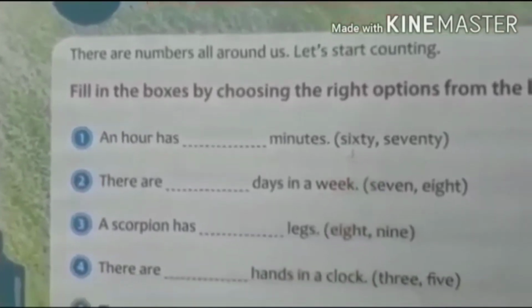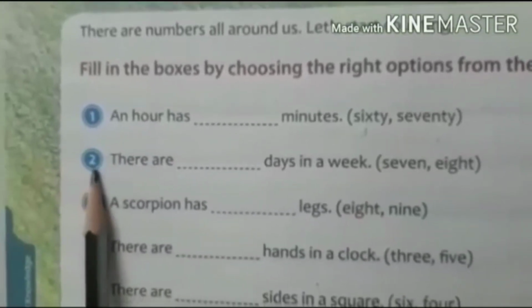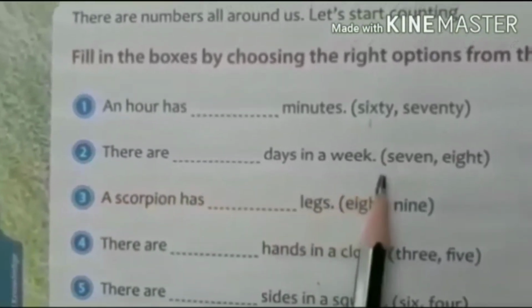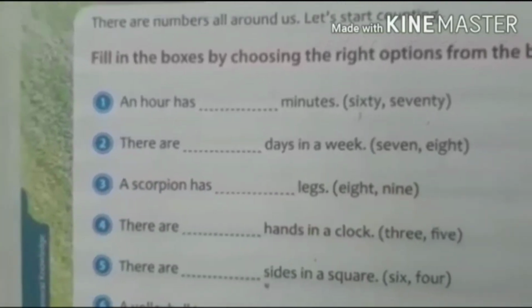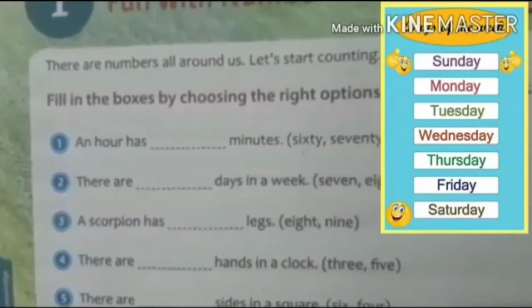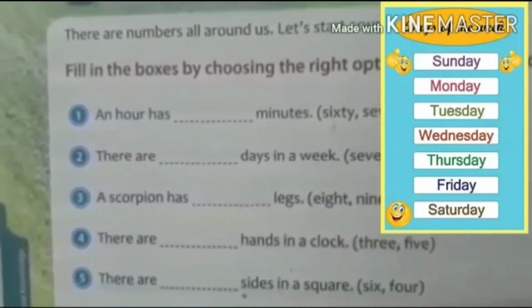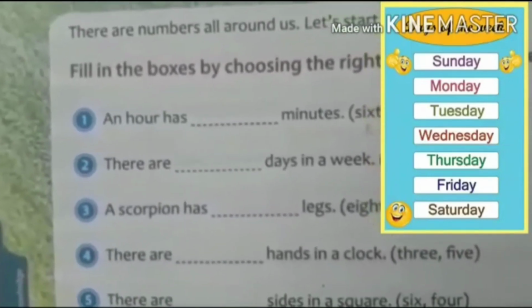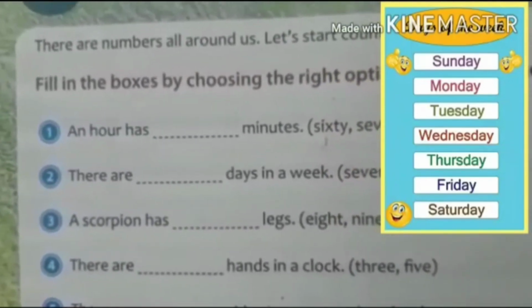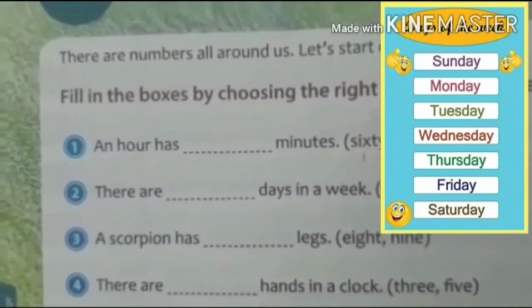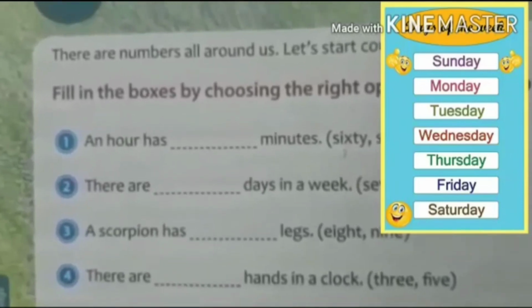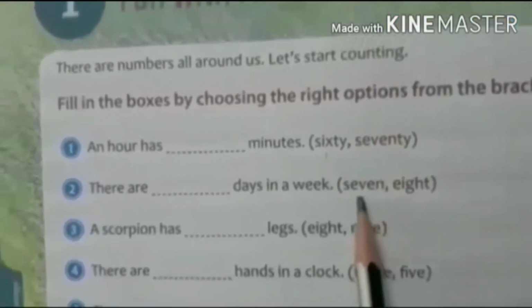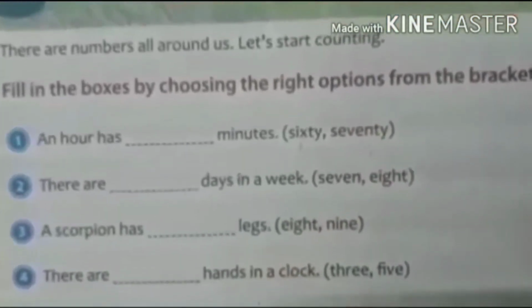Okay. Next question. There are dash days in a week, 7 or 8. How many days are there in a week? Do you know? You must have learned the names of days. Sunday, Monday, Tuesday, Wednesday, Thursday, Friday and Saturday. So there are how many days in a week? 7 days.